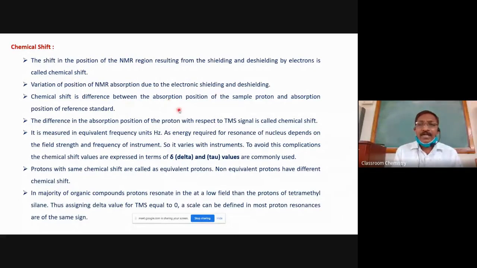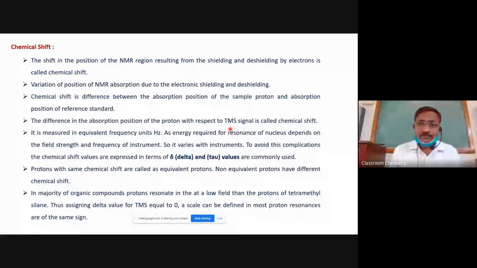It is the difference between the absorption position of the sample and the absorption position of the reference standard. With respect to the reference standard, the position at which a proton appears can be found out by the chemical shift value. That's why it is also called the difference in the absorption position of a proton with respect to TMS, tetramethylsilane, which is the reference standard. So chemical shift is the difference from the TMS to the position of the proton. It is called the chemical shift value.